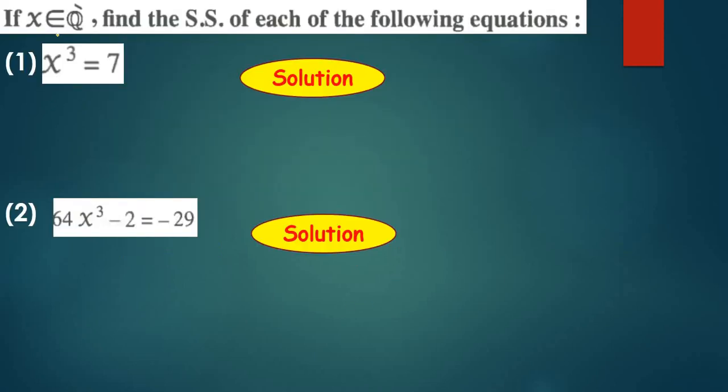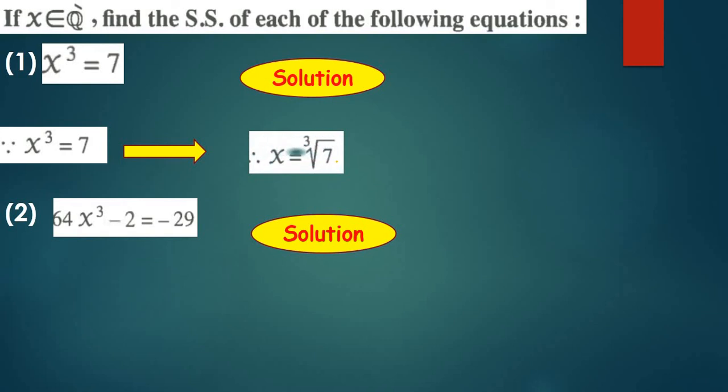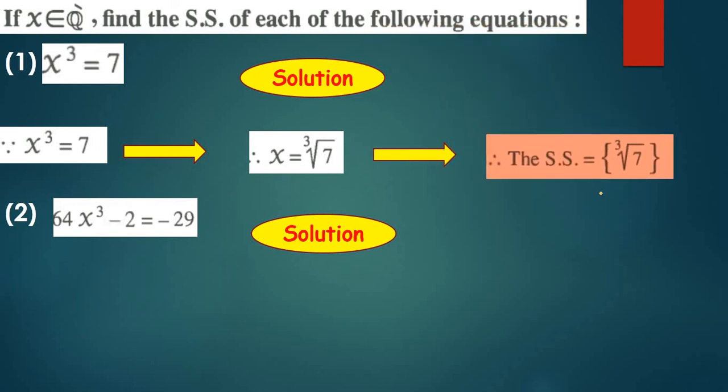Solve the equation in Q dash: x power 3 equals 7. We need x, not x power 3. Since x power 3 equals 7, therefore x equals cube root of 7. Cube root of 7 lies in Q dash, yes, therefore the solution set is cube root of 7.